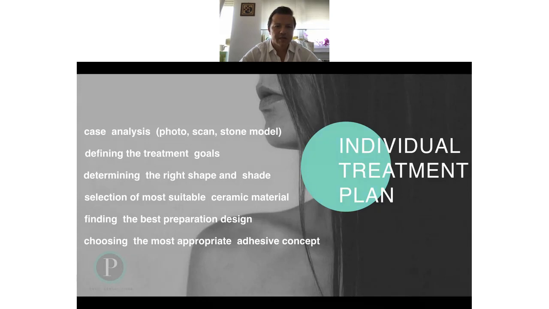Of course, which ceramic material I will use will define my preparation design, and it will later determine how I cement this to the tooth.